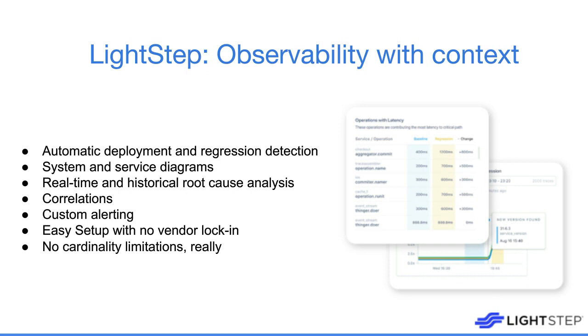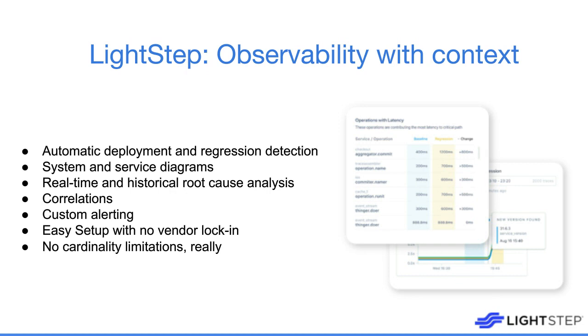So with LightStep, we are able to automatically detect when you've deployed new versions of a service, and we're able to do regression analysis and tell you, hey, did something change here? Did performance get worse or better? We're able to show you your entire system architecture, and in that architecture, where is latency coming from? Where are the problems occurring? We can show you the critical path of a request as it moves through that system architecture as well.